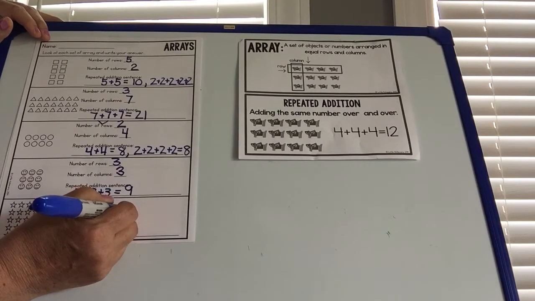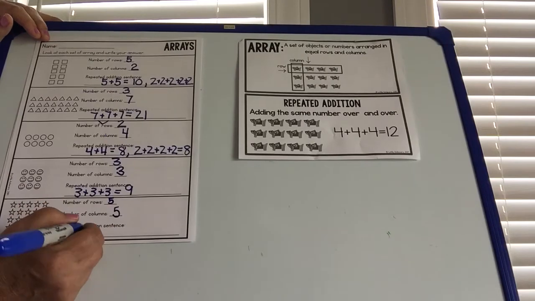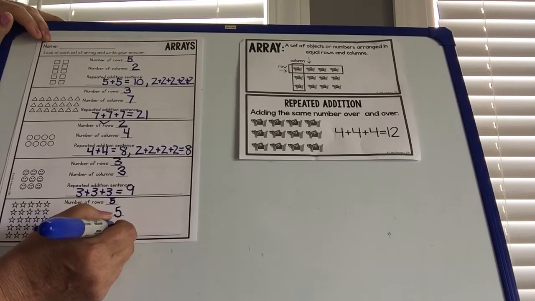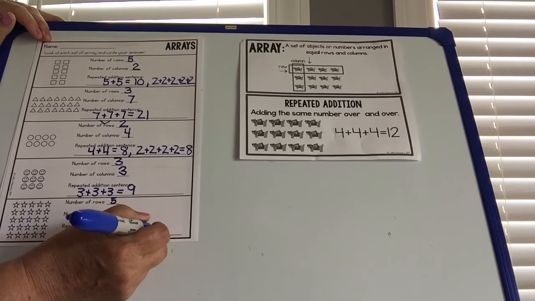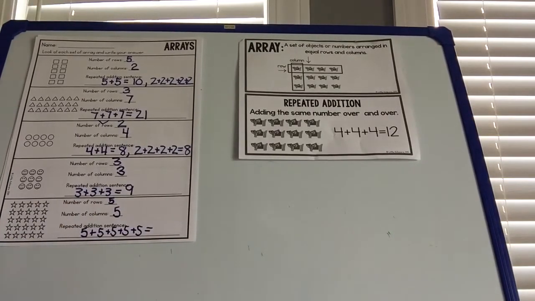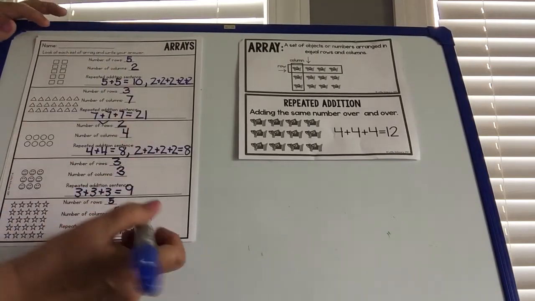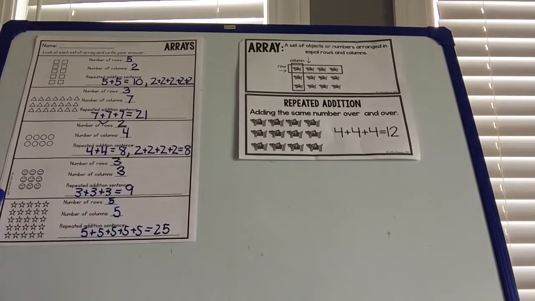Uh-oh. The same again. Number of rows, 1, 2, 3, 4, 5. Number of columns, 5. Repeated addition, 5 plus 5 plus 5 plus 5 plus 5 equals. Well, this is easy peasy because we can add by 5s. Let's do it. 5, 10, 15, 20, 25. Our answer is 25. And if you wanted to make sure it was correct, you could count all those stars and find out that that is the correct answer.